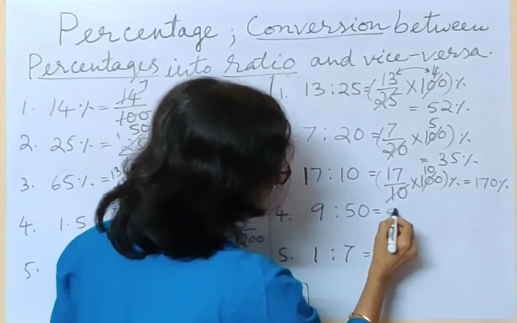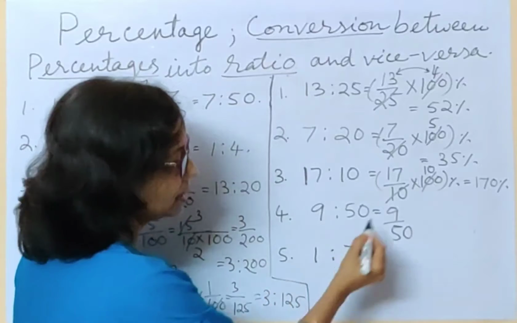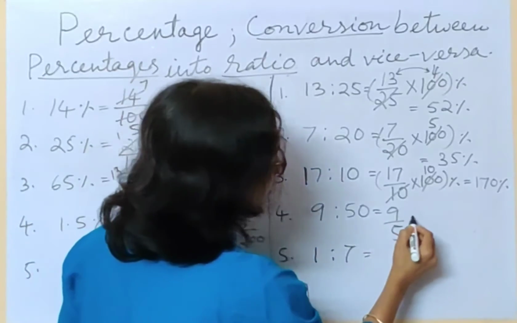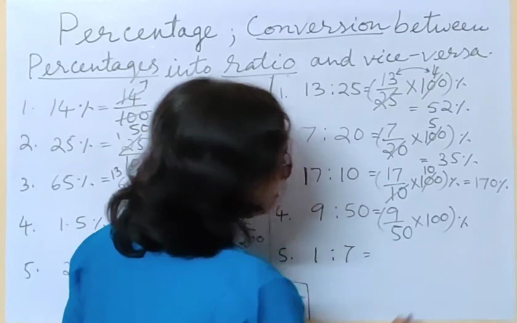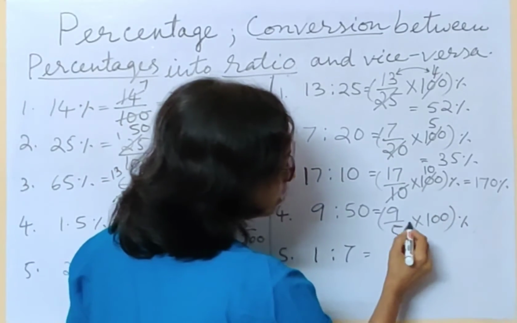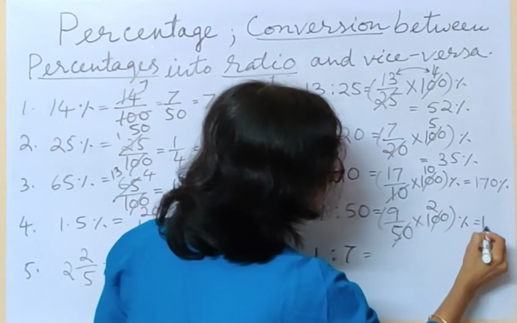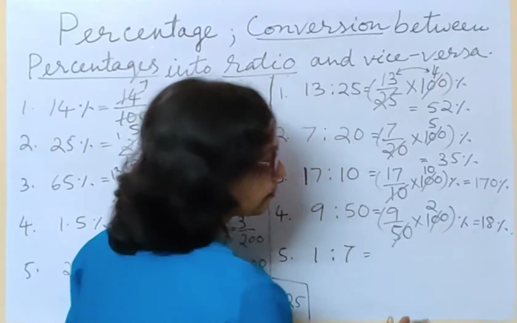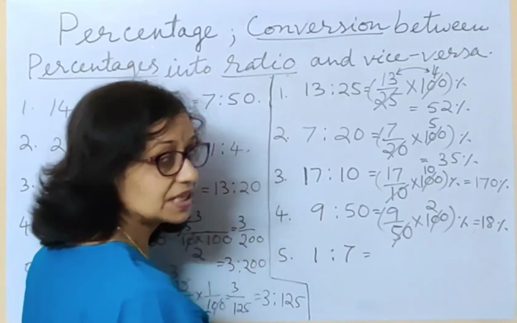Now 9 is to 50. Now 9 by 50. We'll write it as a fraction first. Then multiply by 100 and place the percent symbol. Now 50 goes 2 times to 100, right? Then 9 into 2, 18%, right?